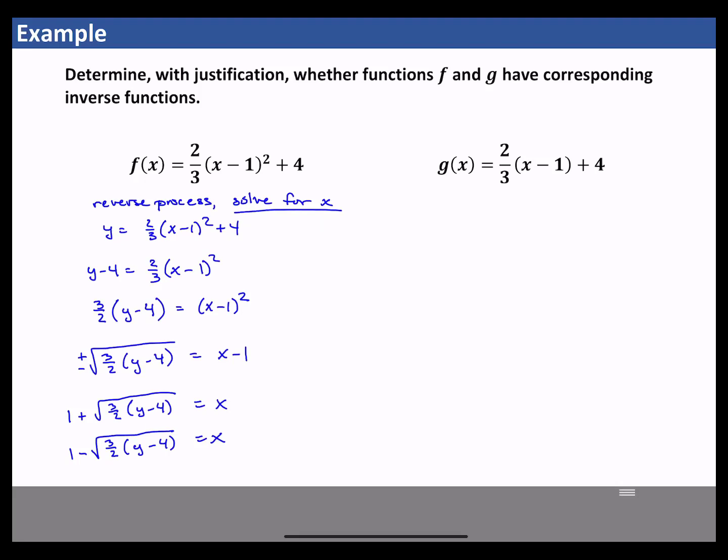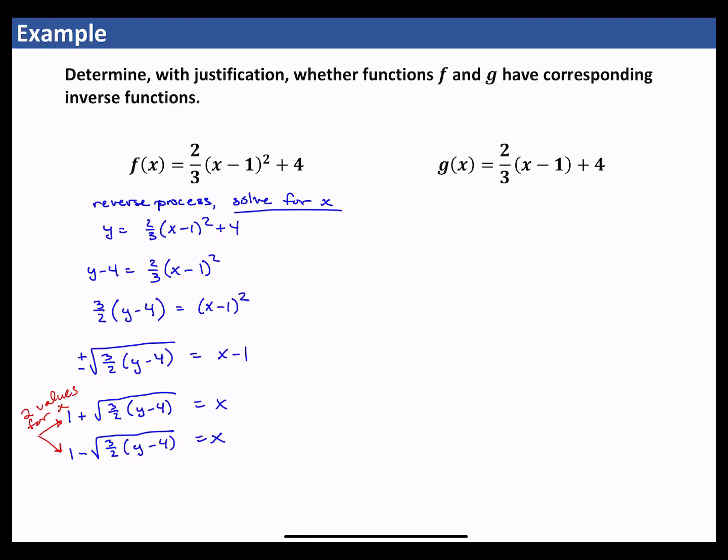So notice that for any given y value, x can be expressed two ways. x equals 1 plus the square root of 3/2 (y minus 4), and x could equal 1 minus the square root of 3/2 (y minus 4). So x could take on two different values given one y value. And as a result, x is not a function of y. So that actually tells us that this function f does not have an inverse function.